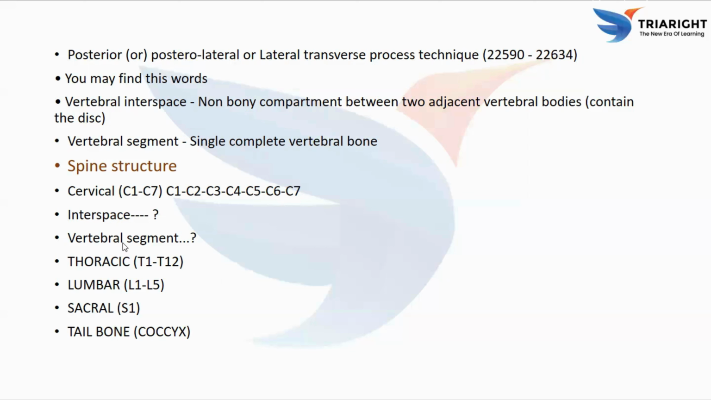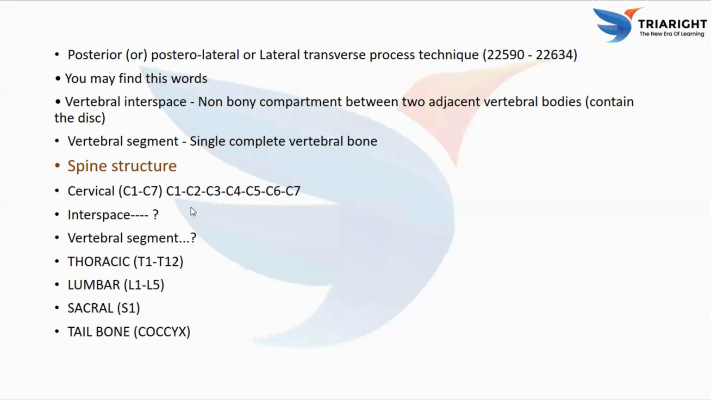Next is spine structure, the regions of the spine: cervical spine, thoracic spine, lumbar spine, sacral spine, and coccygeal spine. These are the regions of the spine. The cervical spine has 7 segments, C1 to C7. For example, from C3 to C4 we have one interspace, and C5 to C6 is one interspace. C1 to C2 is very unique, as there is no disc.